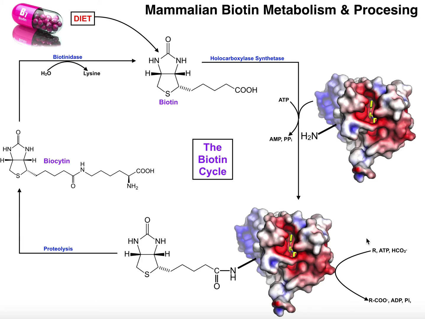The typical reaction is shown right here. We have some molecule R which is going to be carboxylated. This reaction will require ATP and bicarbonate for the carboxyl source. And then at the end of the reaction, we should have ADP and inorganic phosphate, and then also our R molecule, whatever that is, should now have a carboxyl group.